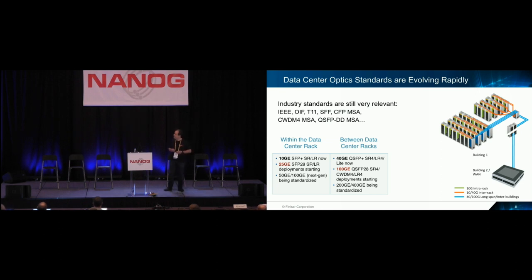Then between data centers, DCI or anywhere in the WAN, believe it or not, 10G tunables are still pretty much being deployed all over the world. However, the leading edge has been using 100G now, client interfaces so far, but also now coherent interfaces, coherent ACO or DCO, 100G, 200G for DCI applications.